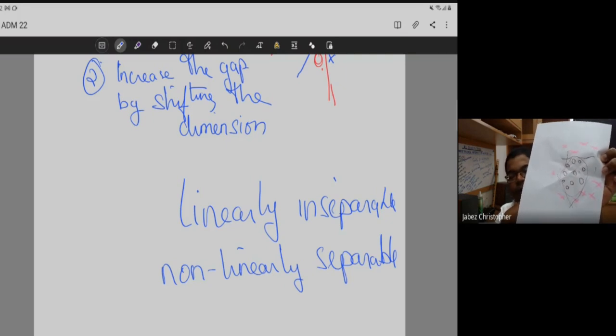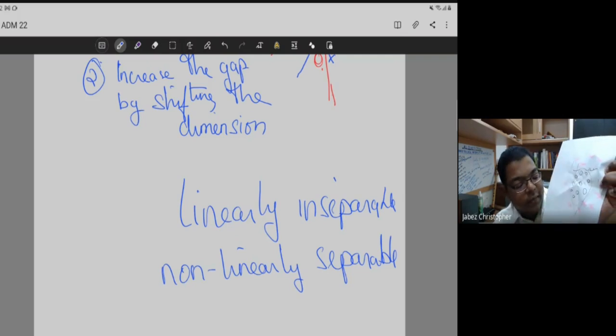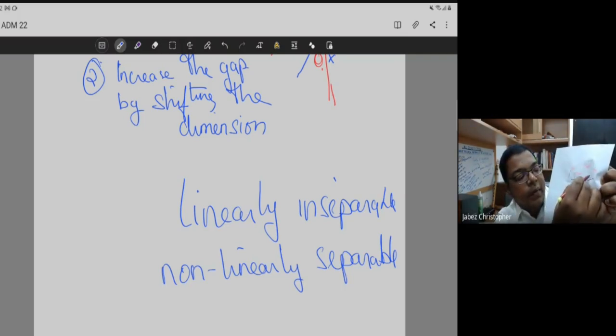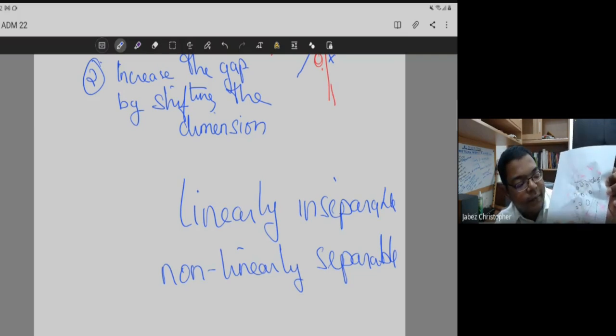So what do these different decision lines look like? Suppose it is my x and y, right? What is the equation of the x-axis? Y equals 0. Equation of this line will be y is equal to some 5. Equation of this line will be 2x plus 3y minus 3. Equation of this line will be x is equal to some 5, and so on.